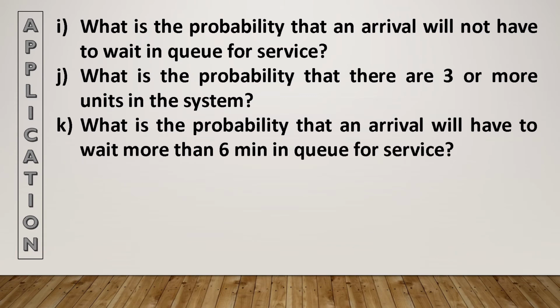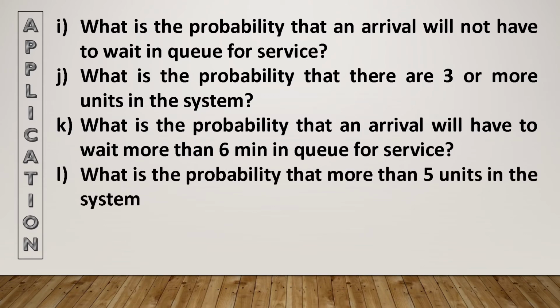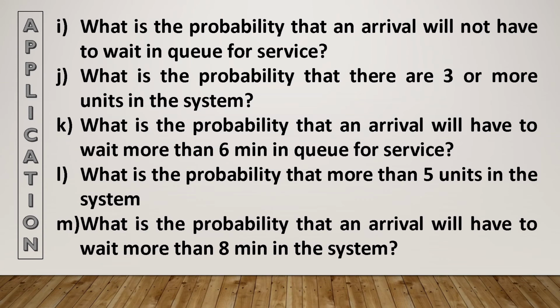Next, what is the probability that an arrival will have to wait more than 6 minutes in queue for service? Next, what is the probability that more than 5 units are in the system? And lastly, what is the probability that an arrival will have to wait more than 8 minutes in the system?